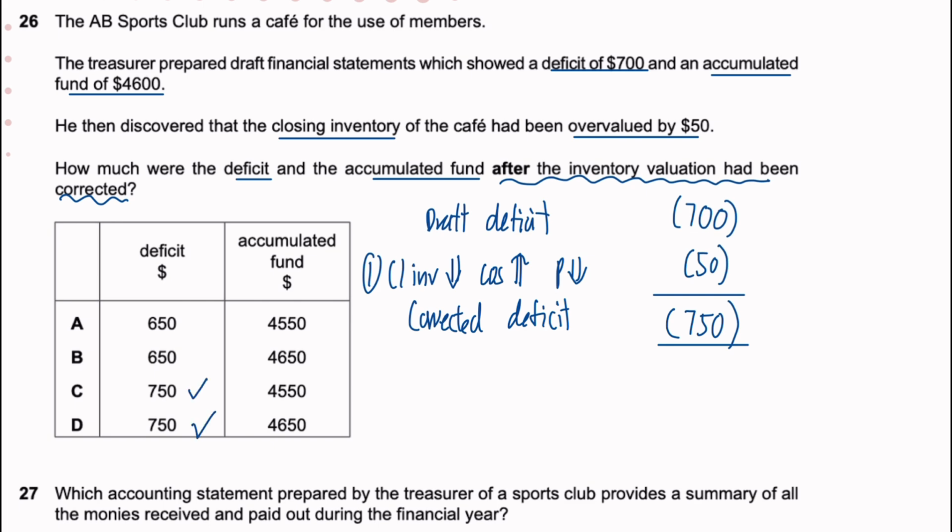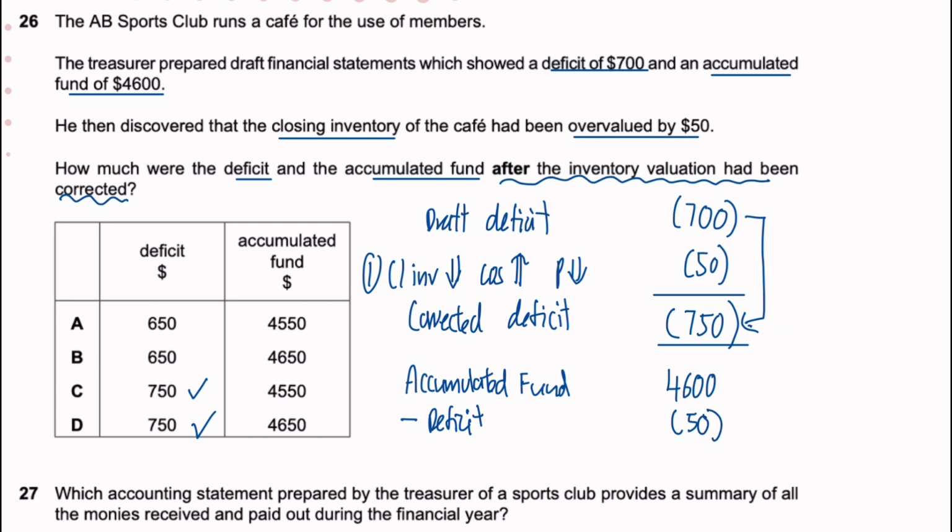So let's see the accumulated fund. Your accumulated fund is like your capital. Usually we add profit for the year, but in this case, for clubs and societies, we add surplus and less deficit. In this case, we less the deficit. This one is your original, but because your deficit increased by 50, you need to minus out this 50. Your corrected accumulated fund will be 4,550. So this one is the correct answer.